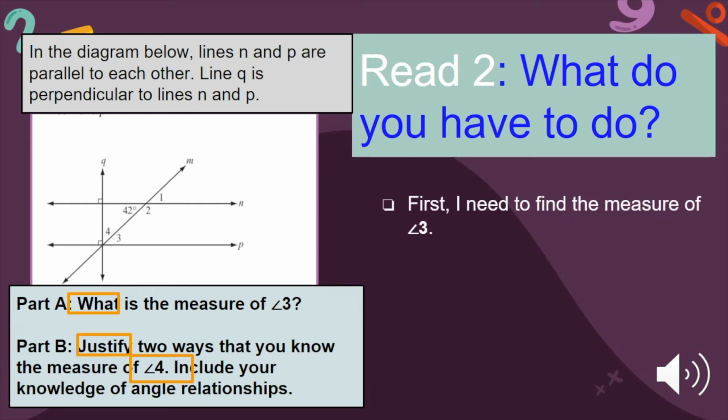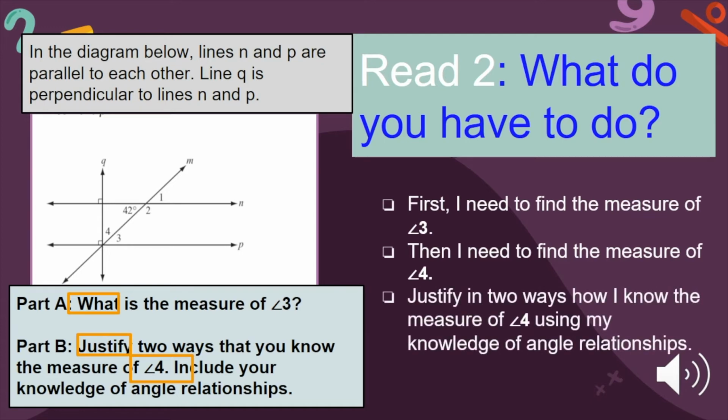Then I need to find the measure of angle 4. Lastly, I must justify the measure of angle 4 in 2 ways using my knowledge of angle relationships. Now that we know what we need to do, let's keep going. We have one more read.